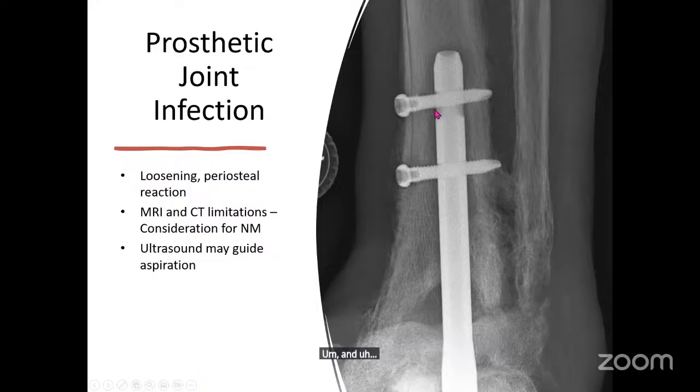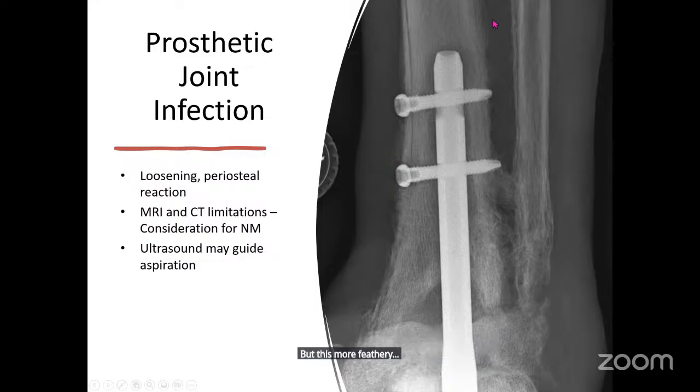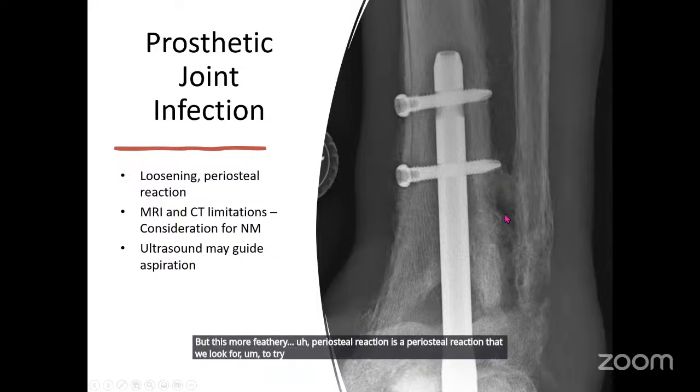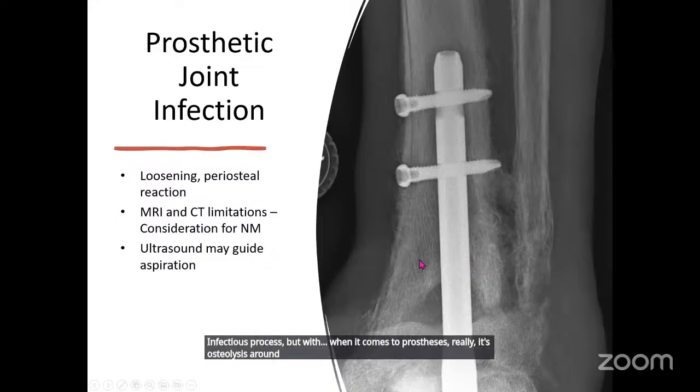Just to distinguish from chronic periosteal reaction, this kind of smooth undulated periosteal reaction is more of a chronic periosteal reaction, likely from healing, or it could be from things like renal insufficiency or just chronic edema. But this more feathery periosteal reaction is the one that we look for to suggest an infectious process. But when it comes to prostheses, really it's the osteolysis around the metal that we look for.